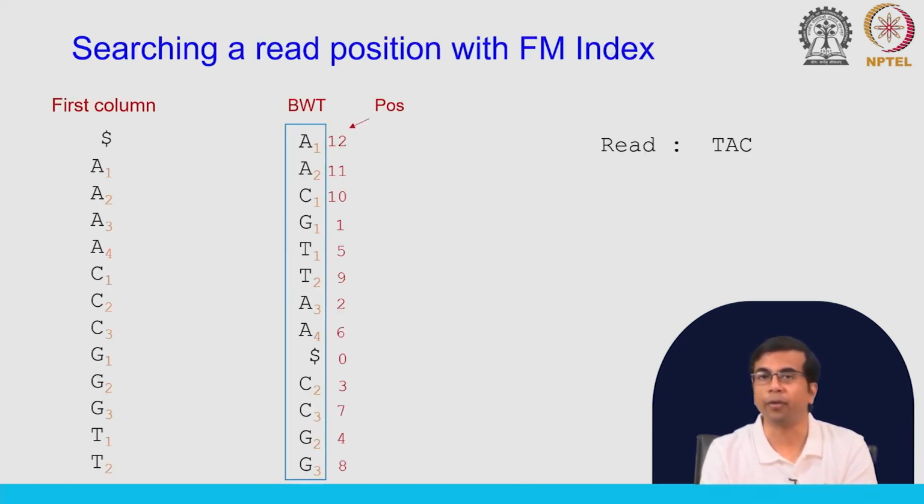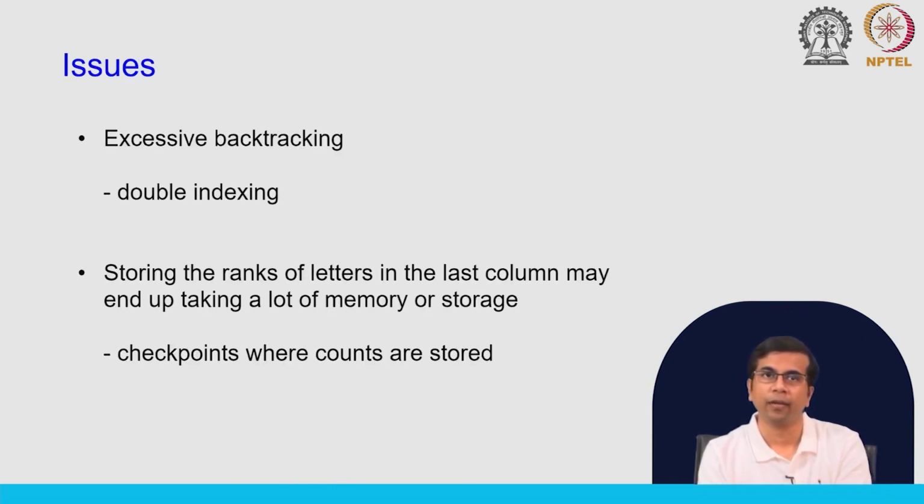So, if you are mapping and you want to find the rank of, let us say, one letter, you will not find that rank stored. So, what you can do is go to the nearest checkpoint, see what the rank at that checkpoint is, and then deduce the rank of that position. In that way you reduce the memory or storage requirement.